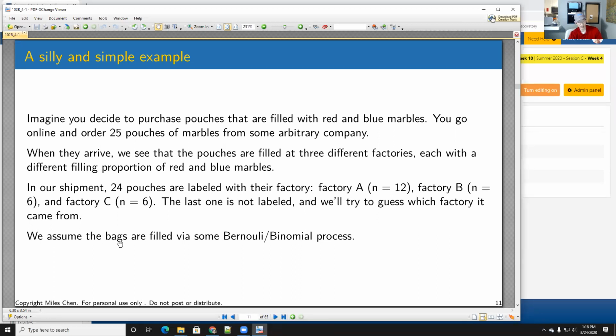Okay, so we're going to assume the bags are filled with some kind of Bernoulli or binomial process, where every time it puts a marble in, the probability of it being red or blue remains constant.